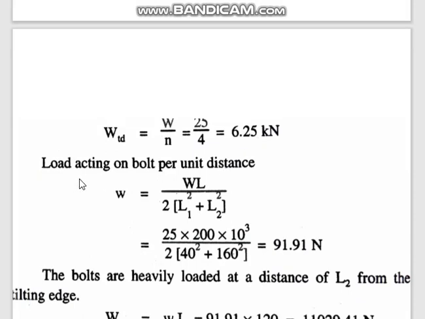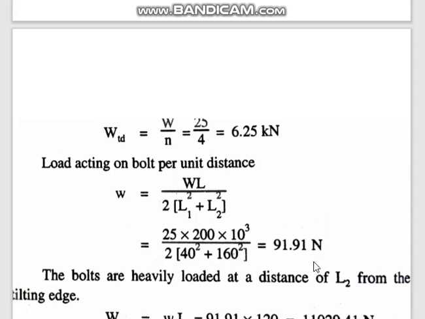Now let us consider the secondary load. For the secondary load, first you have small w. Small w is capital W into L upon 2 into (L1 square plus L2 square). This formula we derived in the previous lecture. So you know W is 25 into 10 cube, and L is 200, under 2 into (40 square plus 160 square). So you are getting 91.9.